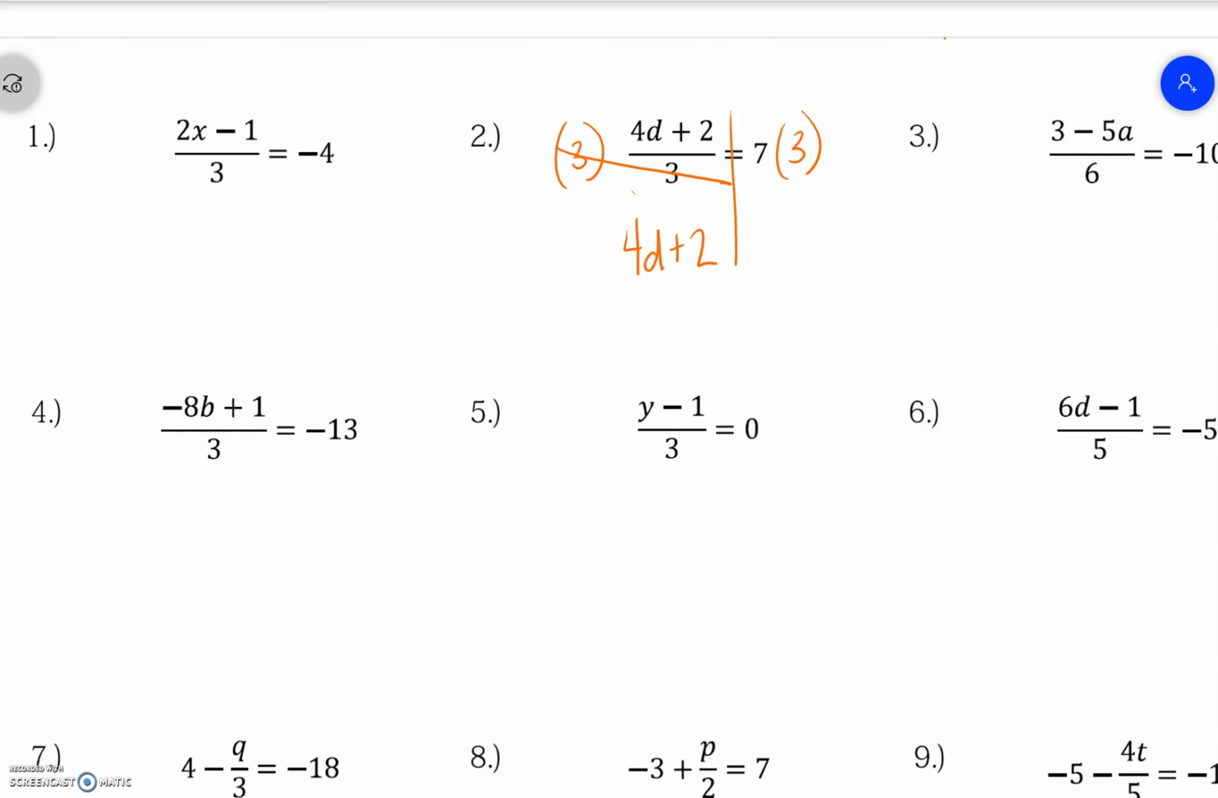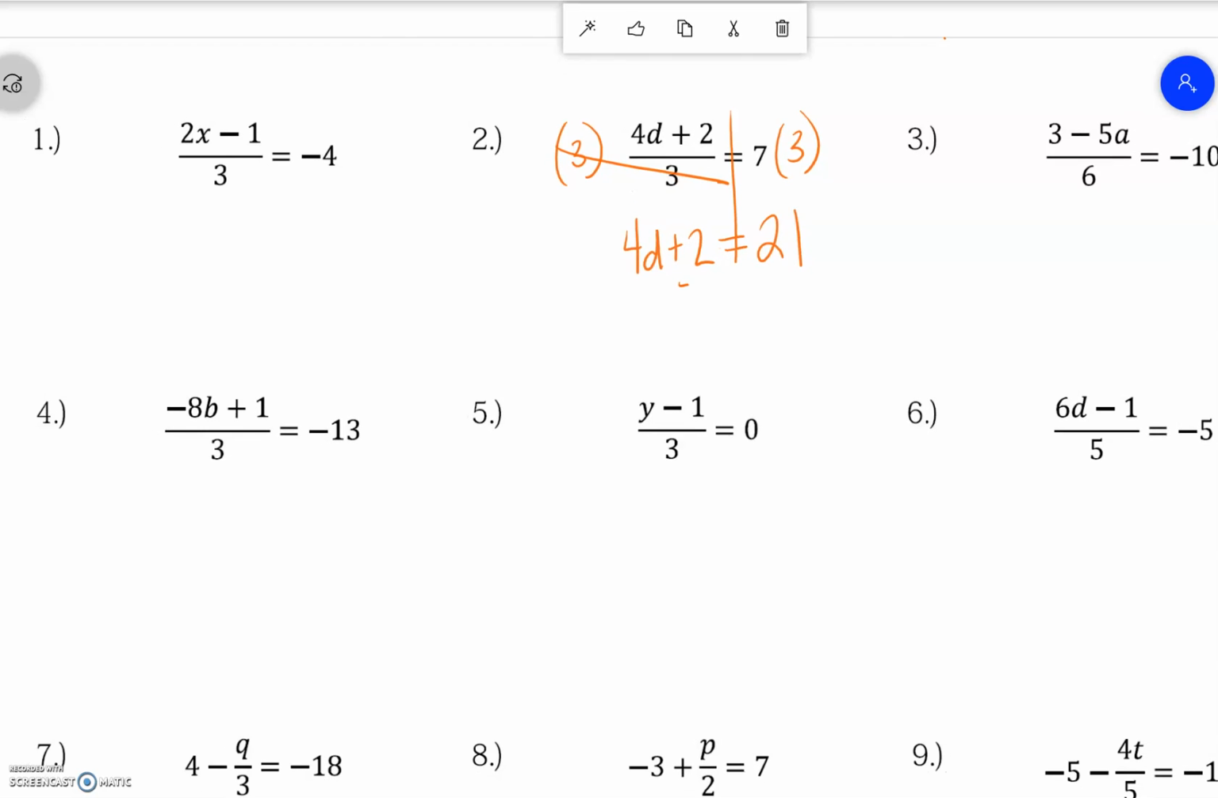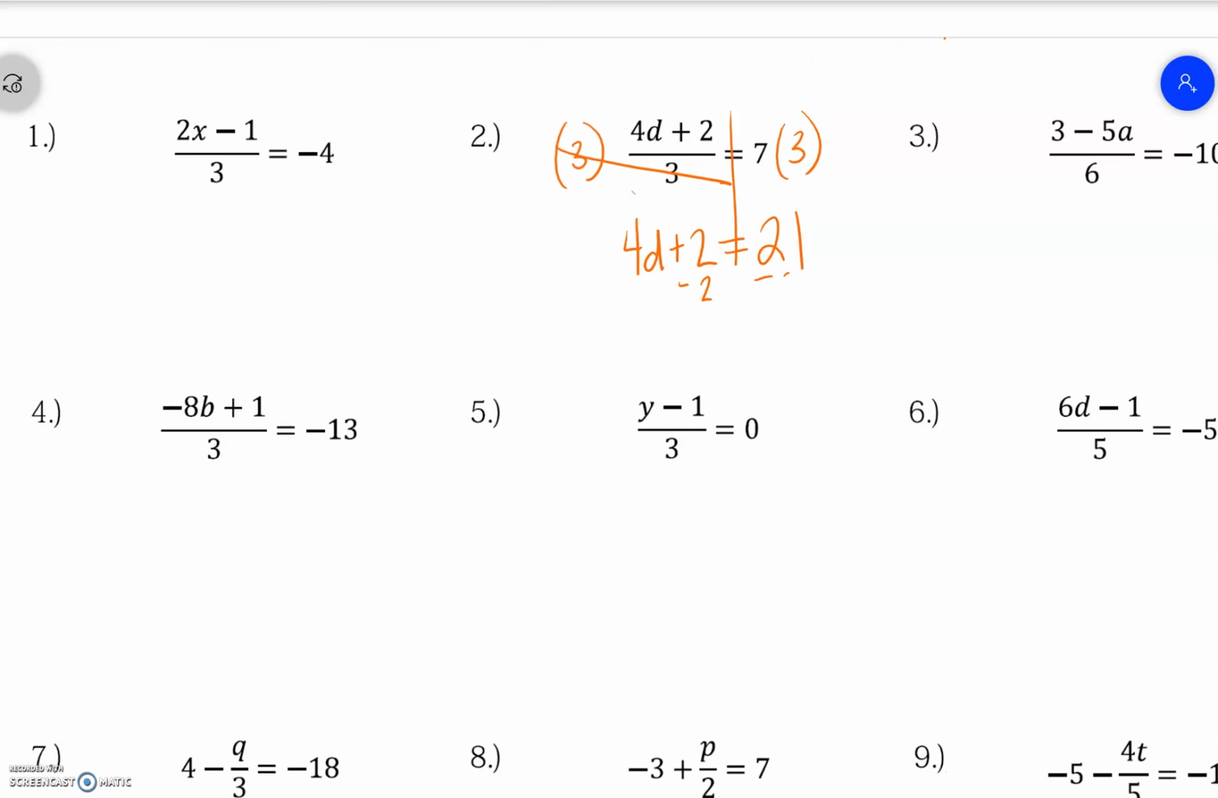4d plus 2 equals 7 times 3, which is 21. And now, once I've gotten rid of that division, this is just a 2-step equation that we've been working on. So I have to subtract 2 from both sides, and 4d equals 19. And then I will divide by 4 on both sides, and d will equal 19/4.